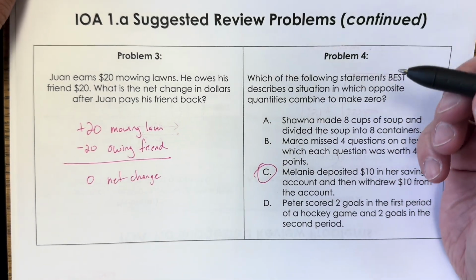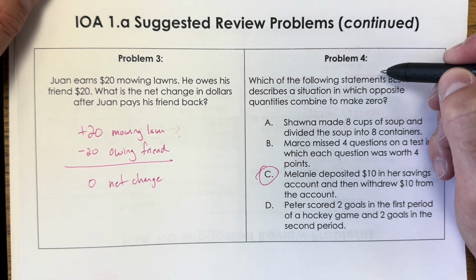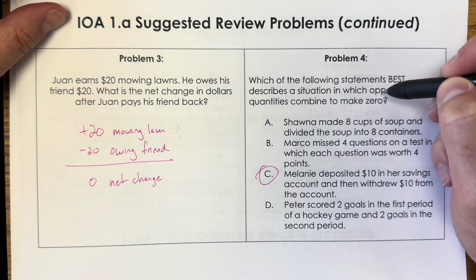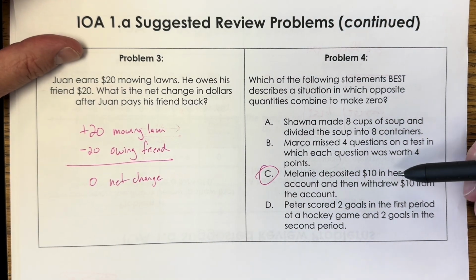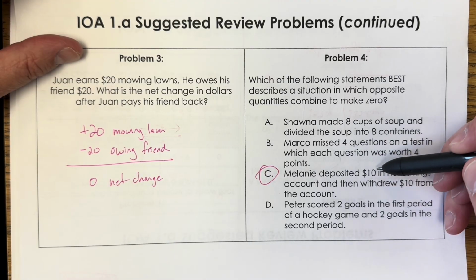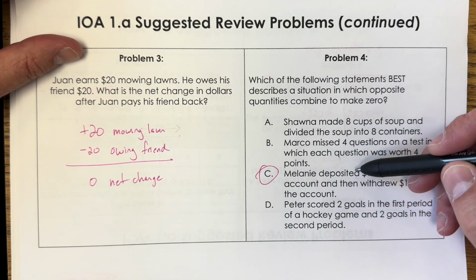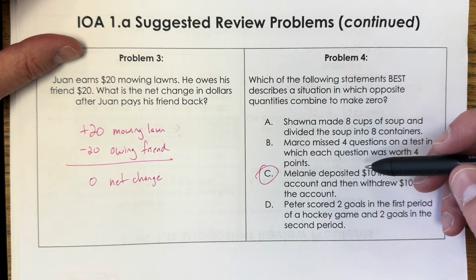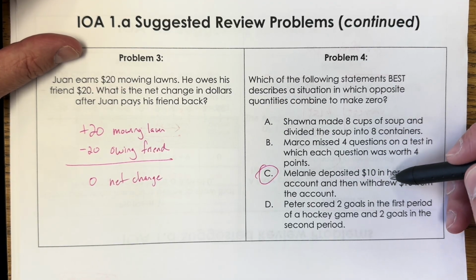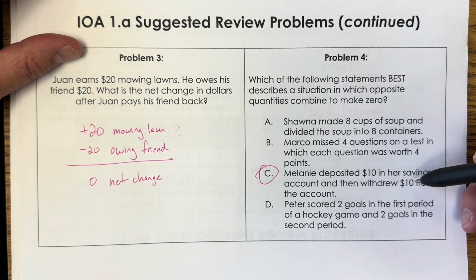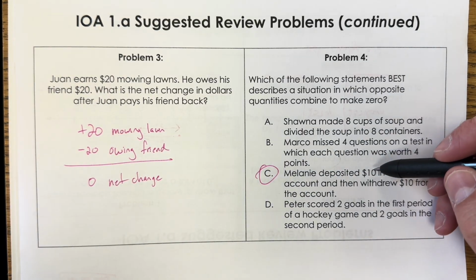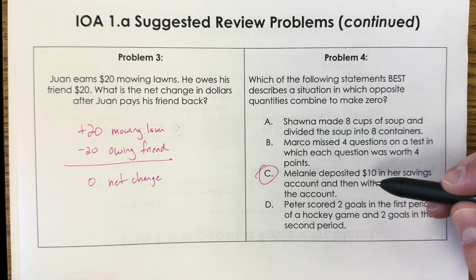Okay. Here, question 4, which best describes having an opposite of quantities that make 0? So C is the only one that does that because if Melanie deposited $10 in her savings account, deposits mean that she's adding that money. Remember that withdrawals, or withdrew, is to subtract the money out. So she added $10 in, she took $10 out. That is the net change of 0.